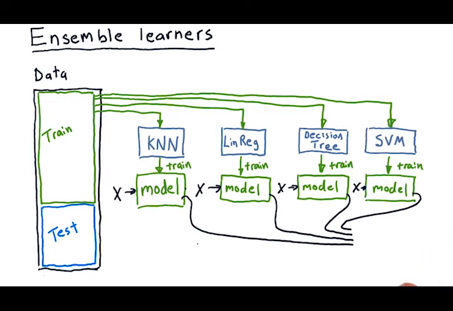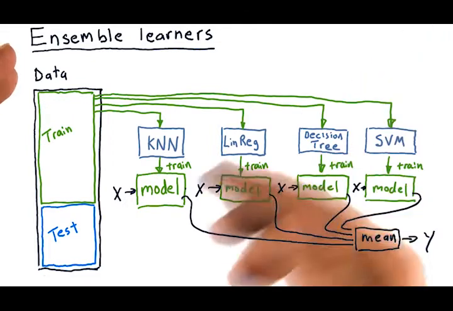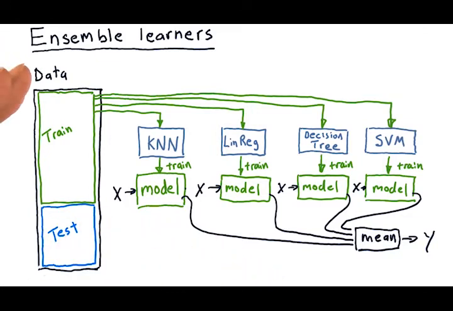If we're doing classification, where, for instance, we're trying to identify what the thing is, we might have each of these Y's vote on what it is. But we're doing regression, and so the typical thing to do here is to take the mean. And that is the result for this ensemble learner. We can then test this overall ensemble learner using this test data that we set aside.